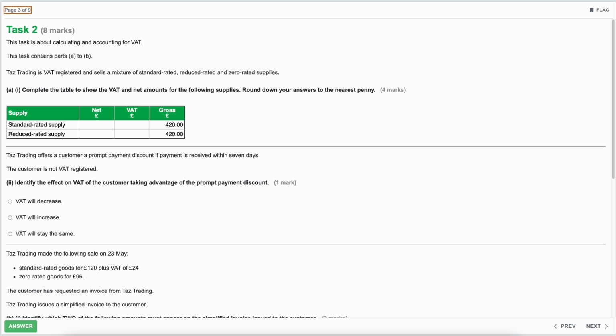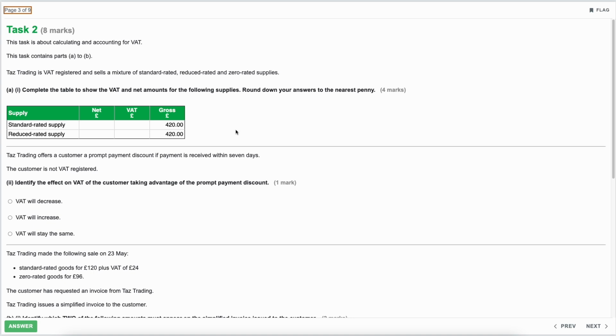So it's given us the gross amount for both the standard rate and reduced rate supply. Now there are multiple ways that we can calculate the VAT and net. I spoke about one just briefly in task 1, where for a standard rate of supply, we could take our gross amount and divide it by 6. However, you can't do that on the reduced rated supplies, which we know is charged at 5%.